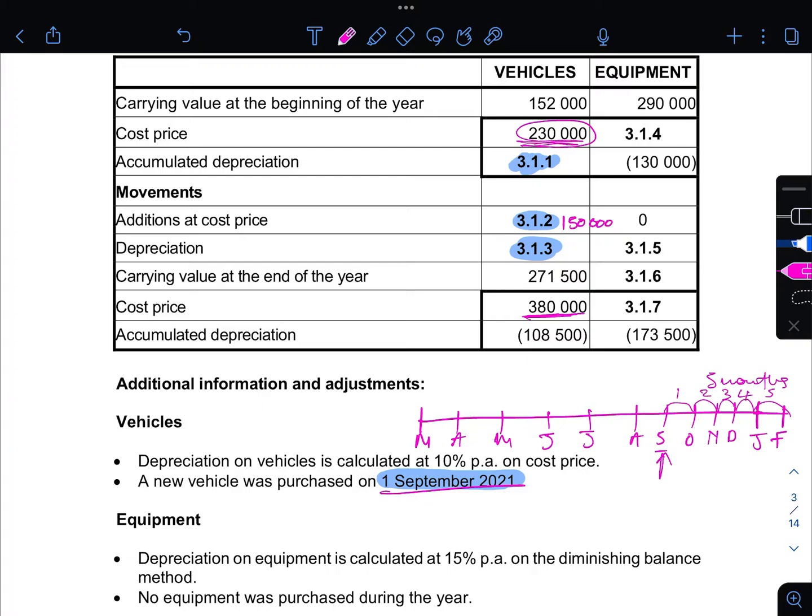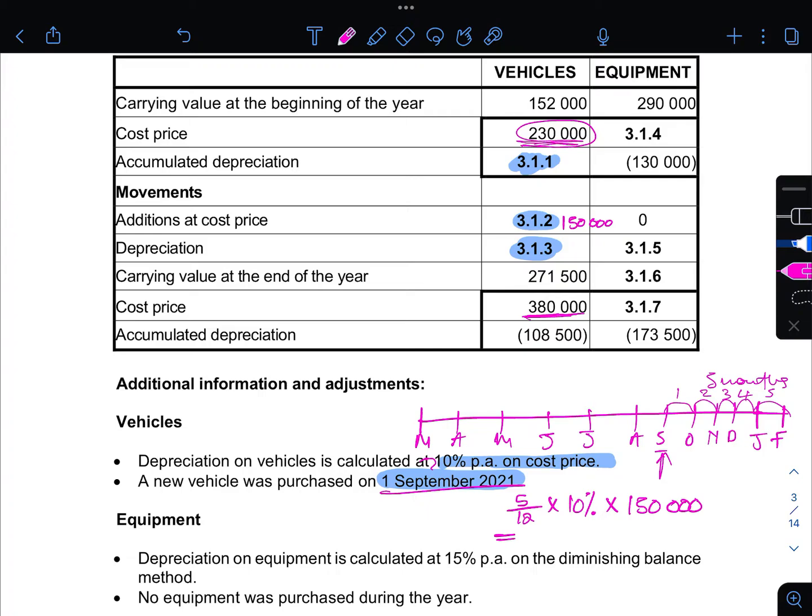So it is going to depreciate for 5 out of the whole 12 months, and it depreciates at 10% multiplied by the cost price, because it depreciates on cost price. So it's 10% times 150,000. Now let's calculate how much that depreciation is for the new vehicle only. So it's 5 over 12 times 10%.